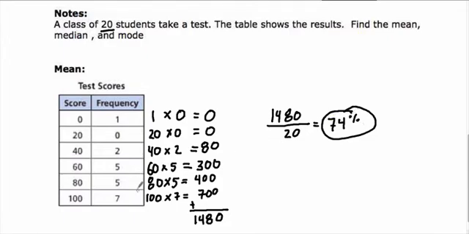A 74% is just a C. But really, more than half the class here got an 80 or 100 on this test. So I like to look more at the median when I'm looking at my test scores. So let's go ahead and do that.